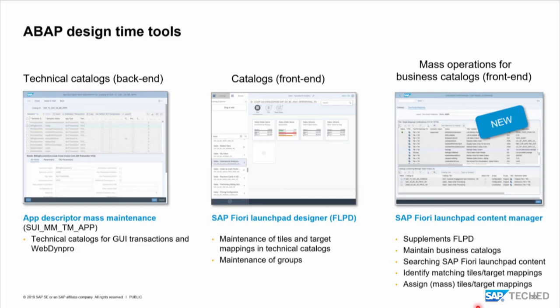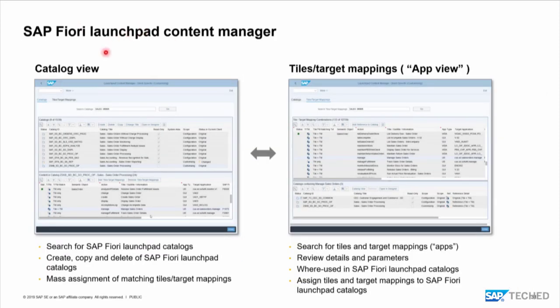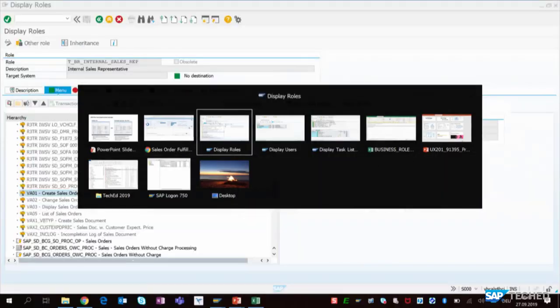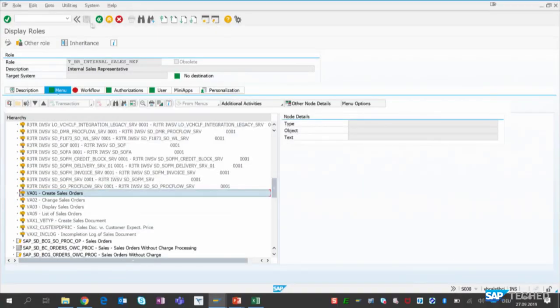So let's just do this. It offers two views. It offers a catalog view, where you see on the top the catalogs, and on the bottom you see the apps contained in the catalogs as combined tile target mapping combinations. And it offers a second view, which is a kind of app view, where you see on top the apps, and at the bottom you see the where-used list, so where they are contained in catalogs. So let's quickly jump to the system and just show this.